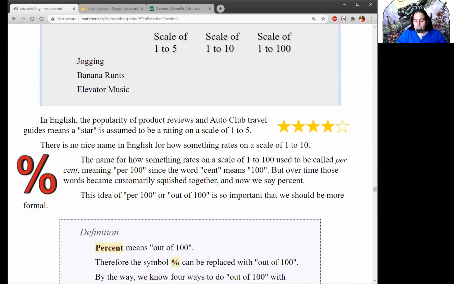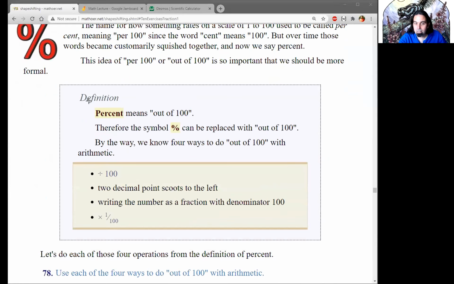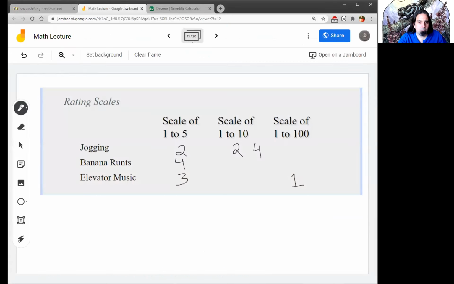The scale of 1 to 100 used to be called per cent, meaning per 100, because the word cent means 100, just like 100 cents in a dollar. But over time, the 2 words per cent got squished together, and now we just have percent. Right? So we're going to talk about this. Percent means out of 100. And so whenever we see a percent symbol, we can replace it with other things that also mean out of 100.